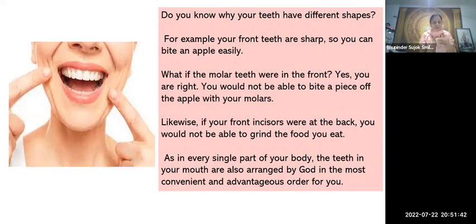Yes. So when you see the shape of the teeth, each shape is very well designed with a great purpose. For example, your front teeth are sharp, so you can bite an apple easily. What if the molar teeth were in the front? You would not be able to bite a piece of apple with your molars. Likewise, if your front incisors were at the back, you would not be able to grind the food you eat. So you see, this is a perfect arrangement. This is why it was done.